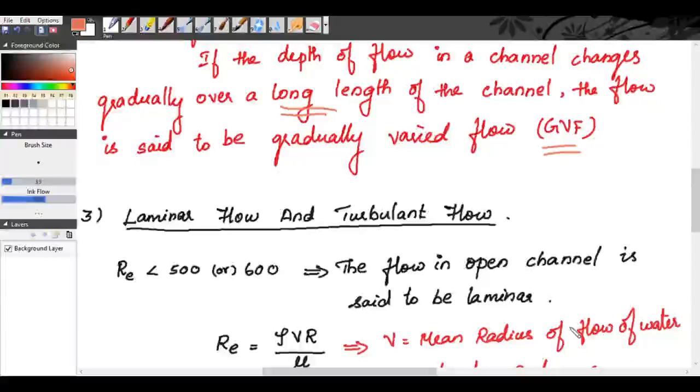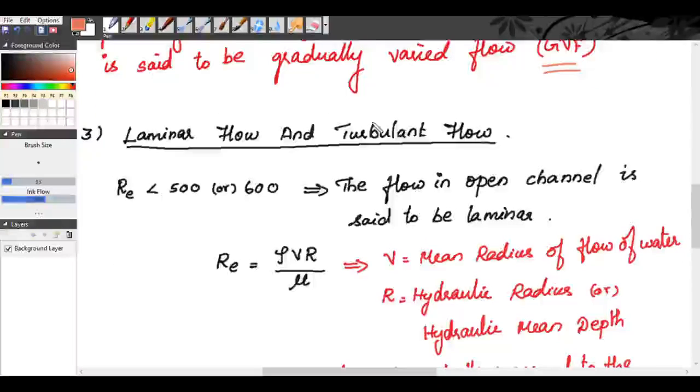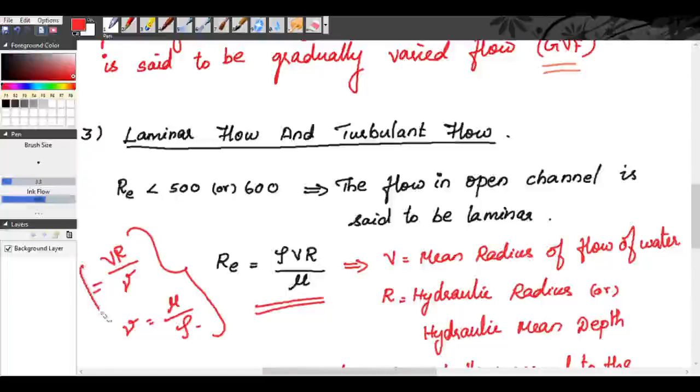Now we will move on to the third type of flow, that is called laminar flow and turbulent flow. We have studied it already. This depends on the Reynolds number. Right? Re means Reynolds number. And this Reynolds number is represented by rho VR by mu. Mu is dynamic viscosity and nu is kinematic viscosity, where nu is equal to mu by rho. So these things we have studied in our first module.